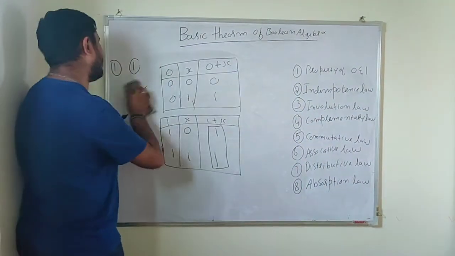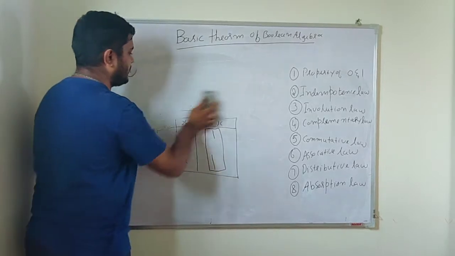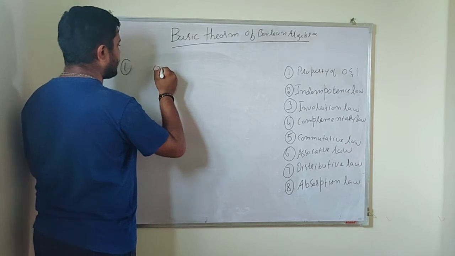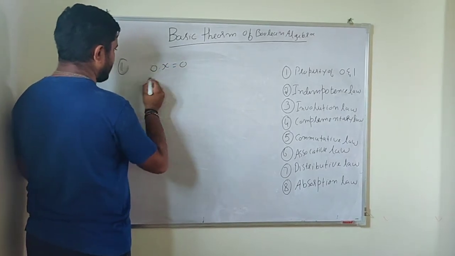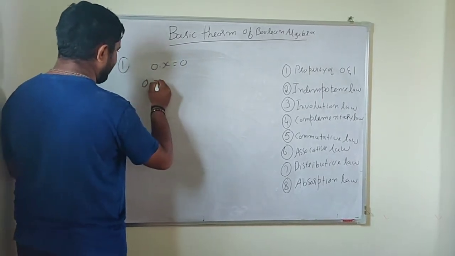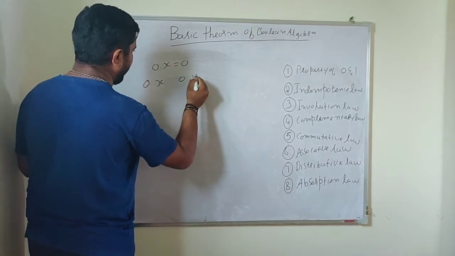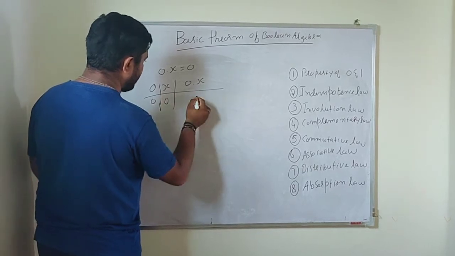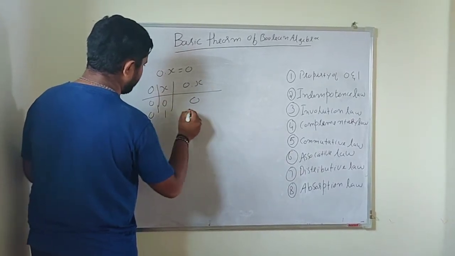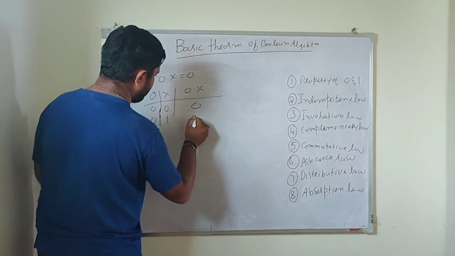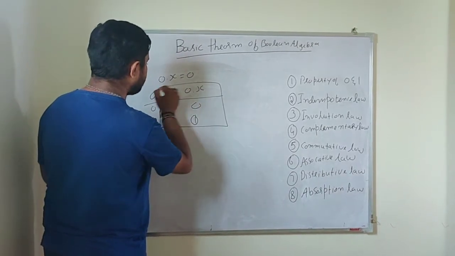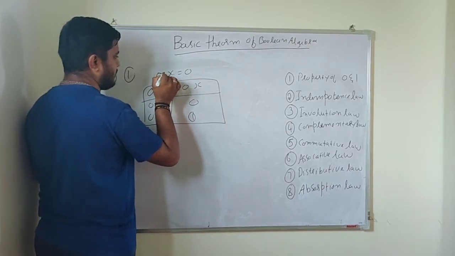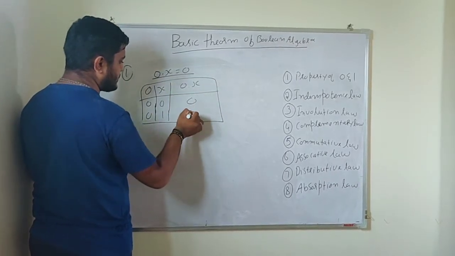Now let me show how the properties work for the AND table. 0 · x equals 0. For x = 0, 0 · 0 is 0. For x = 1, 0 · 1 is 0. Because here we are using logical multiplication, you will get the value 0.